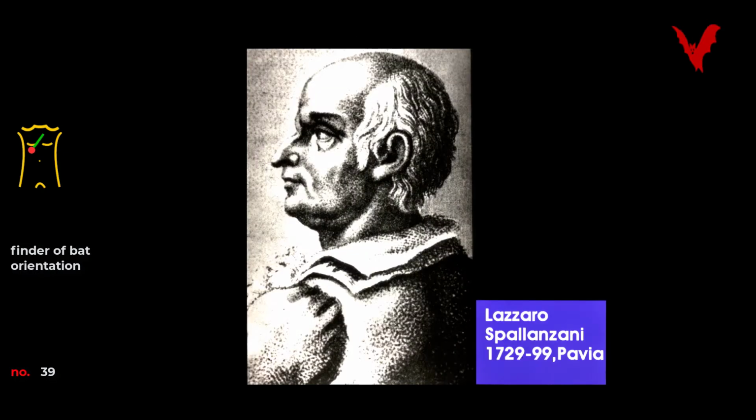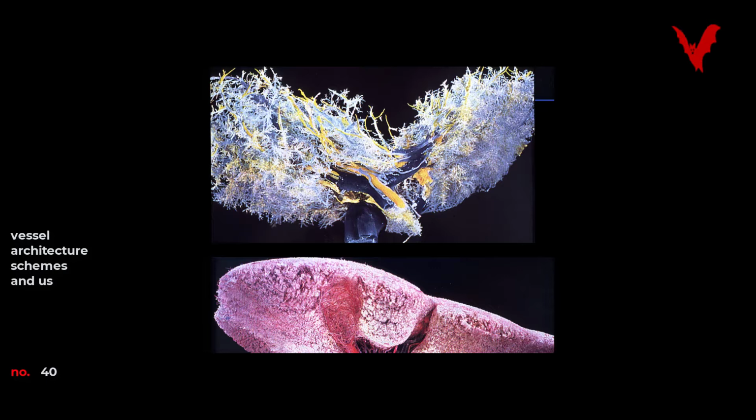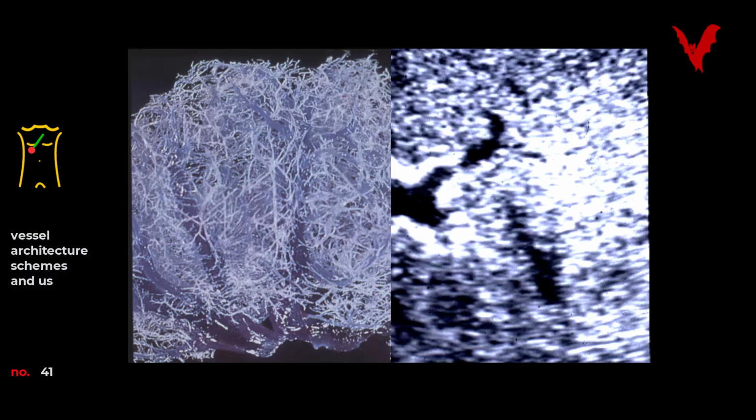Finding the way of orientation by bats, Mr. Spallanzani. Vascular architecture in liver cirrhosis, as above in figure 40, and in sections, in casts, and in vessel representation, in live in figure 41 left, and in US as well in figure 41 right.